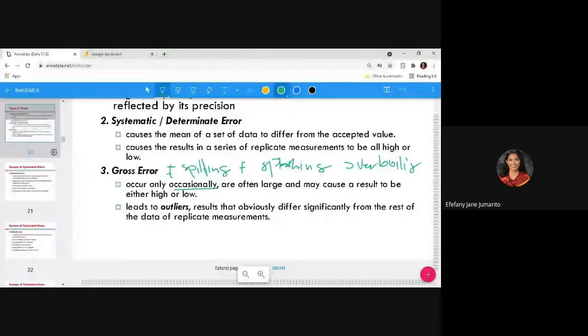We have random error caused by conditions. Then we also have our systematic error. These samples from earlier belong to systematic error.